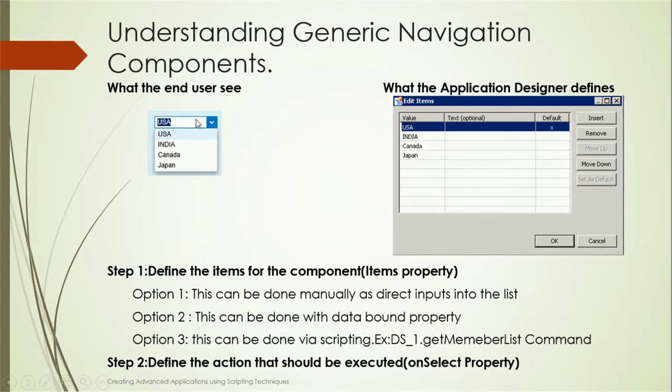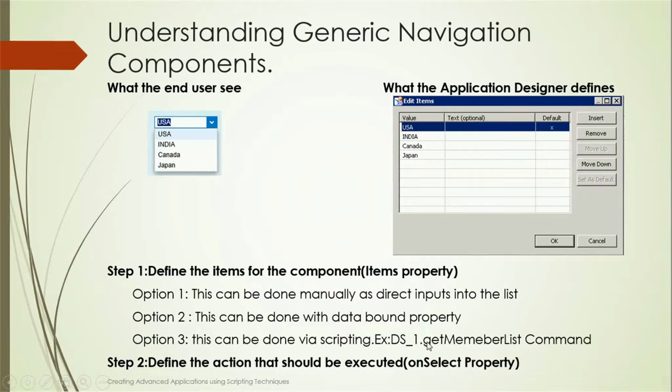So this generic navigation component. Suppose this is a drop down. In this drop down there is an edit item. If you click on this, this is what the designer can see, and this is what the end users can see. So designers can add a value, and then the text which users want to see, or a default value, like that we can specify.